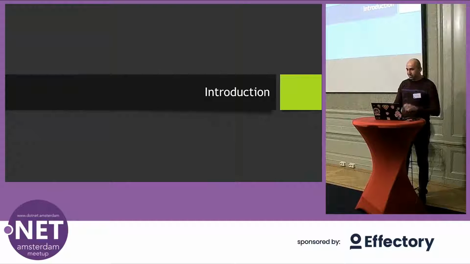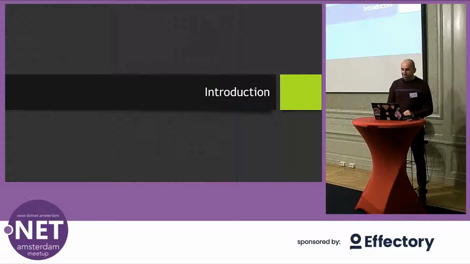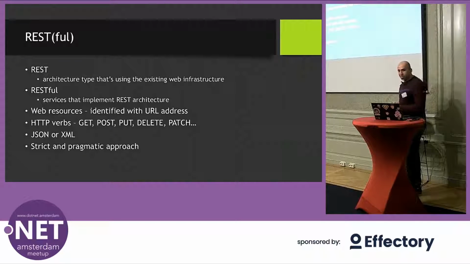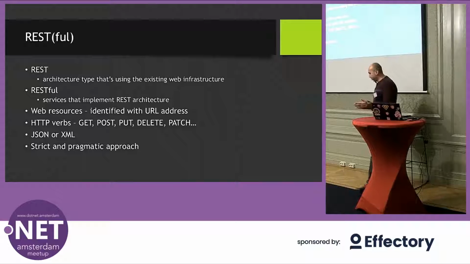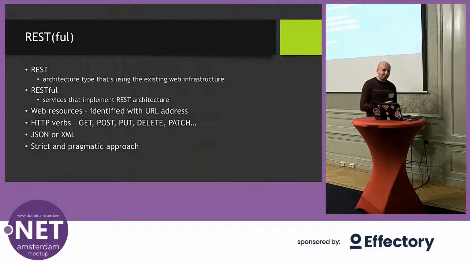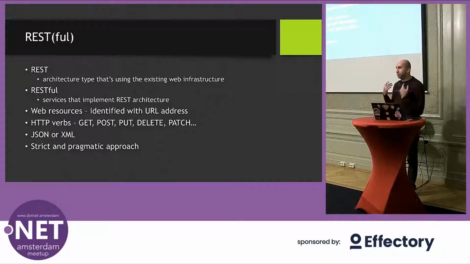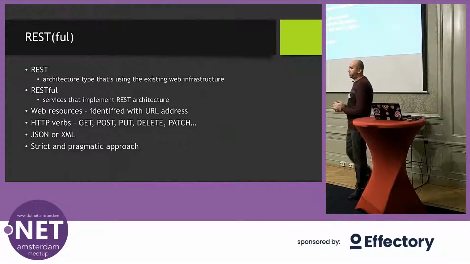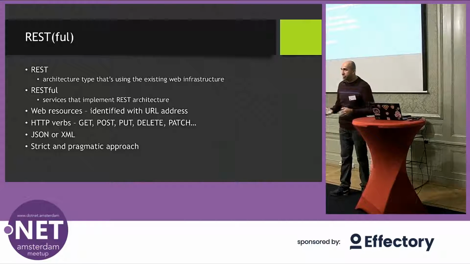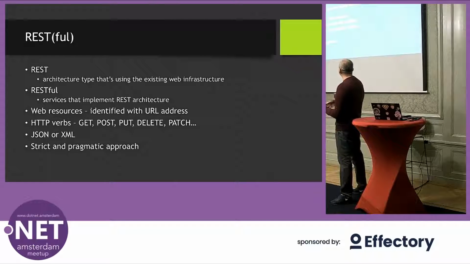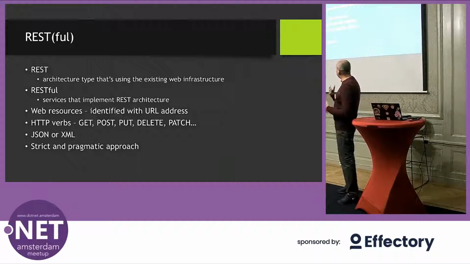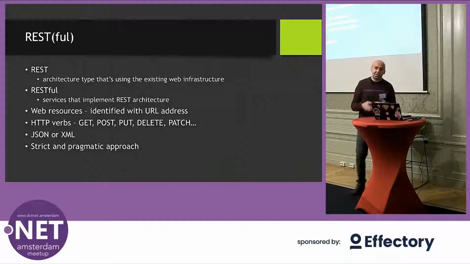So let's first try to define some terms that we will use during the presentation. First, let's talk about REST. So these APIs that we are going to talk about are RESTful APIs. So REST is a type of architecture that's using the existing web infrastructure. So it's using URLs as unique identifiers for each resource. It uses HTTP verbs like get, post, put, delete, patch. And when a service implements REST, we say that it's RESTful.